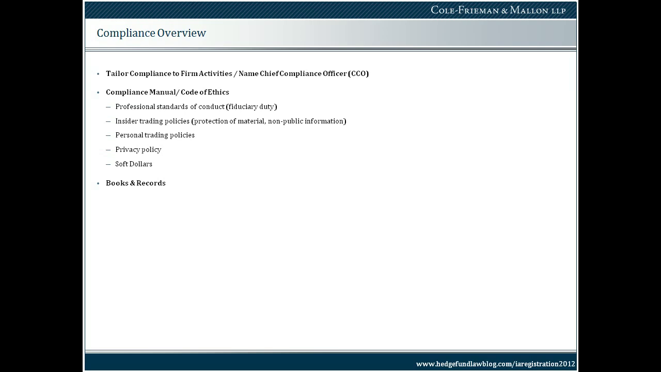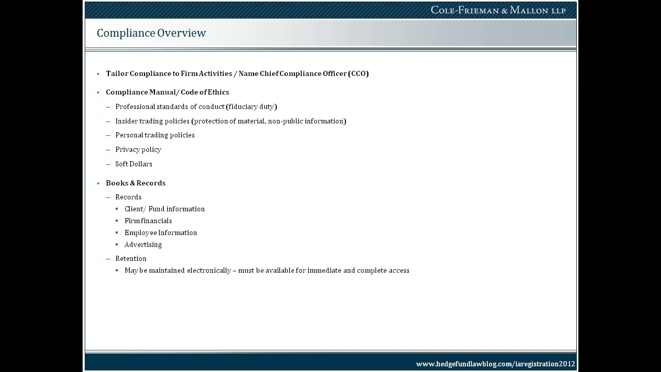On the record side, there's client information and fund information that needs to be kept, firm financials, information on employees, and advertising that the manager does. On the retention side, these records may be maintained electronically, but they must be available for immediate and complete access. They're going to be maintained for 5 years, the first 2 in an easily accessible place. And if a manager withdraws, then the manager needs to preserve his records for 3 years after the withdrawal.